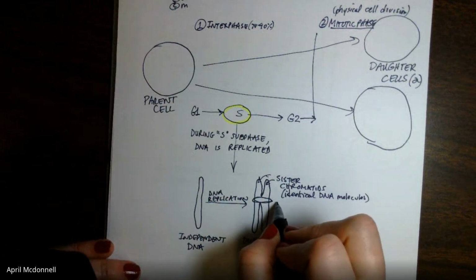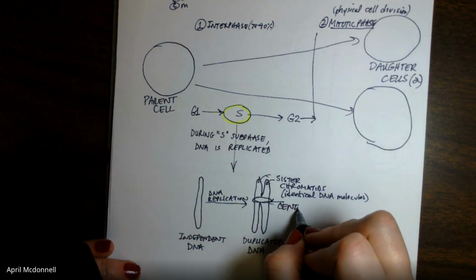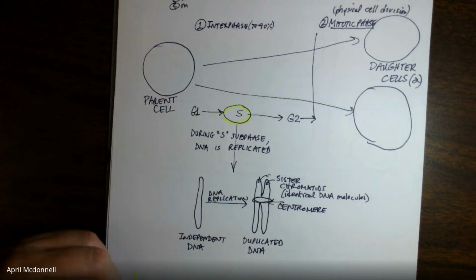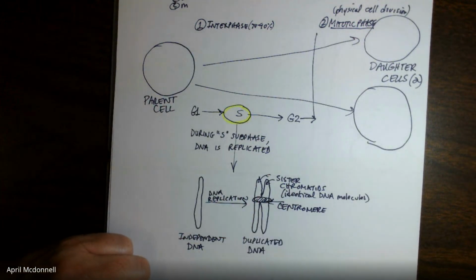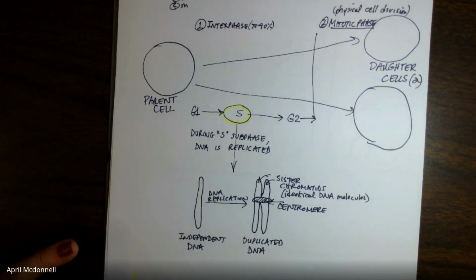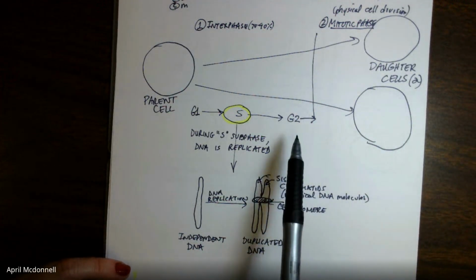And they're held together in a region that we're going to call the centromere. So the centromere region is keeping the sister chromatids stuck together. Now let's go back up to G2.